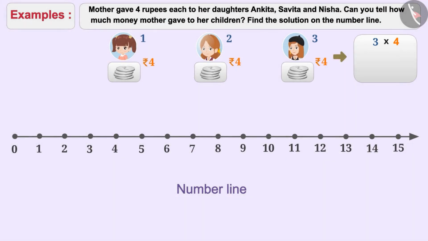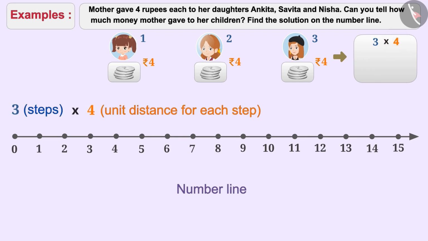First, draw a number line. To represent multiplication on the number line, we always start with 0. The first number of multiplication tells us how many steps are to be taken, and the second number tells us how much distance to be kept for each step. Here, we have to take each step of 4 unit distance.